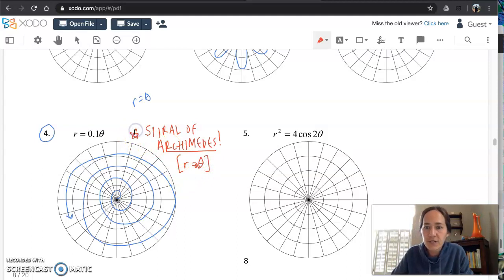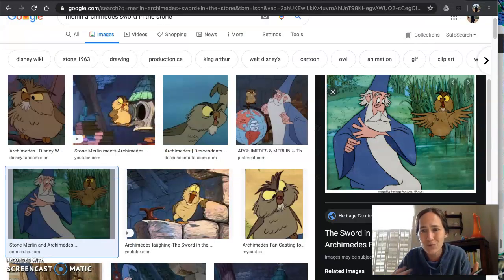Archimedes was your 3rd century BC Greek mathematician, Archimedes of Syracuse. What I think of when I think of him is the classic Disney movie, one of my top 6, Sword in the Stone. Archimedes was the name of Merlin's owl, if you recall. And the spiral was actually discovered by one of his disciples, a disciple of Archimedes, Conan of Samos.